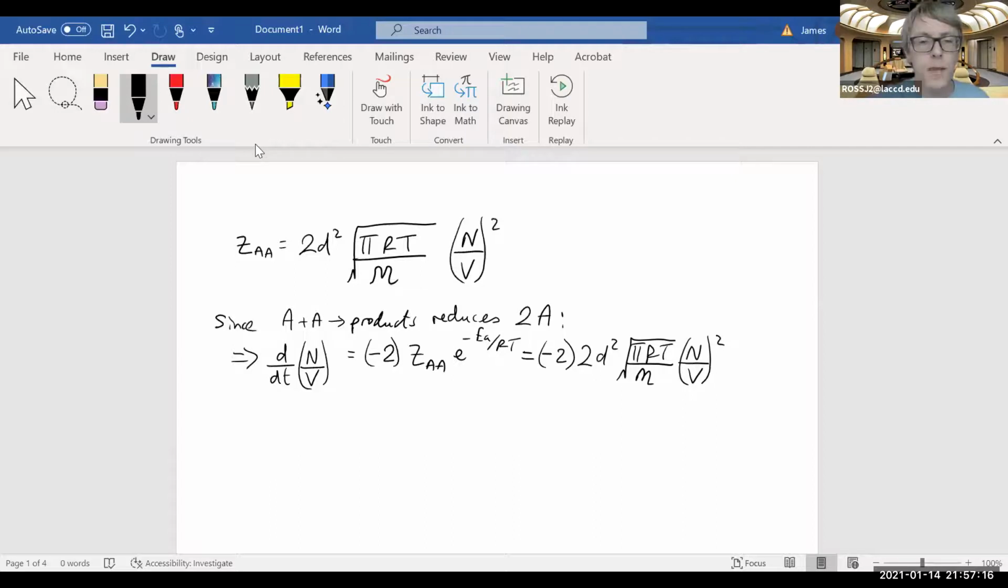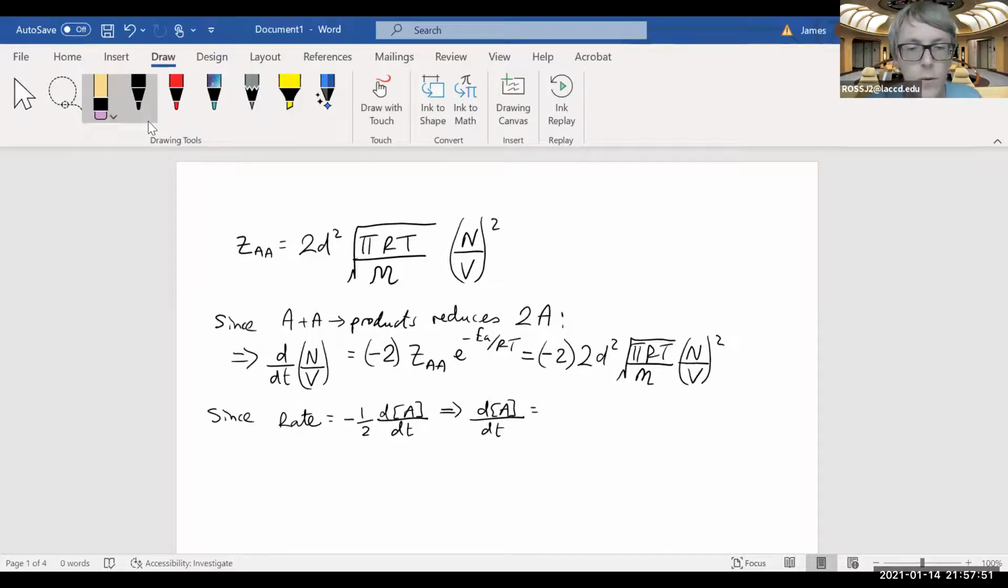We also know that rate for A is -1/2 dA by dt. So we know that dA by dt, actually, no, we don't need to do that. So we know that rate is that, okay?